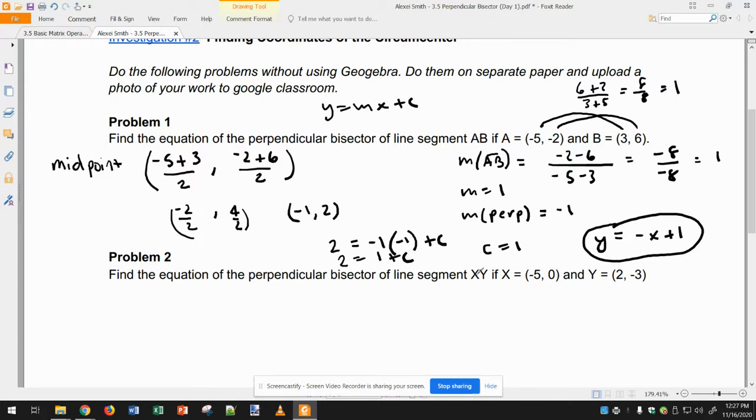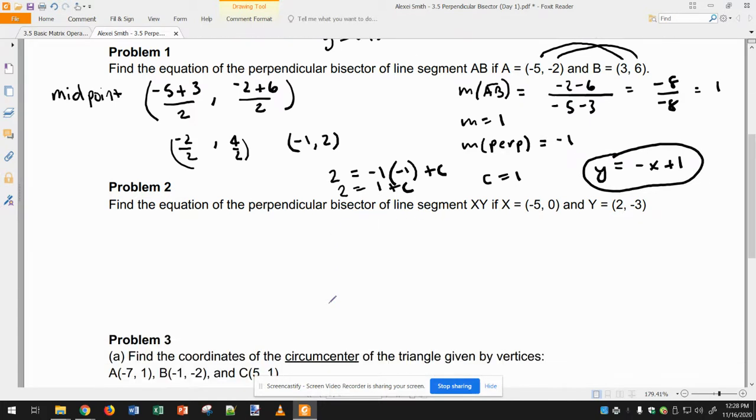Okay. Problem 2, same thing, only we've got a different one. So just do the same exact thing. Negative 5 plus 2 over 2 and 0 minus 3 over 2. So this is going to be negative 3 over 2. I'm going to write that as negative 1.5. And this is negative 3 over 2. So negative 1.5. Double check that.